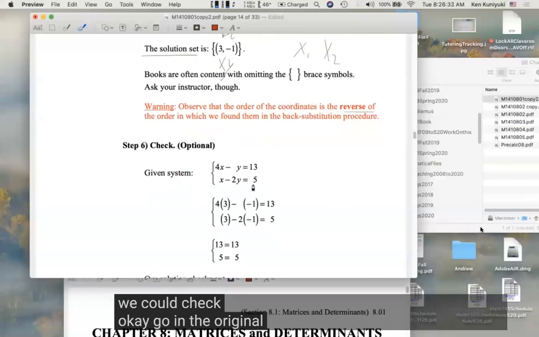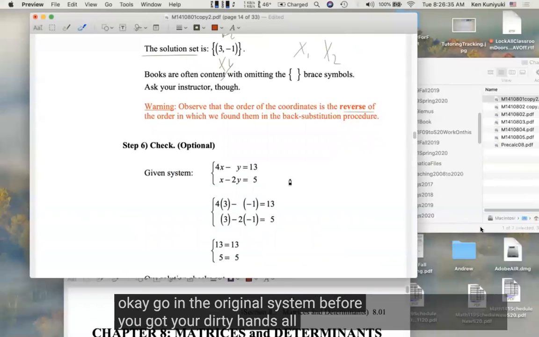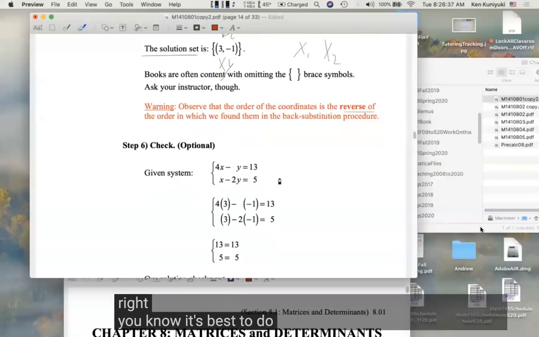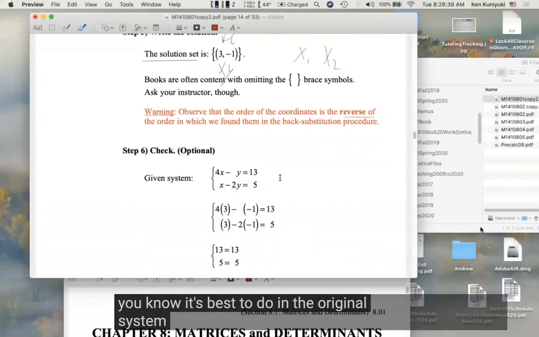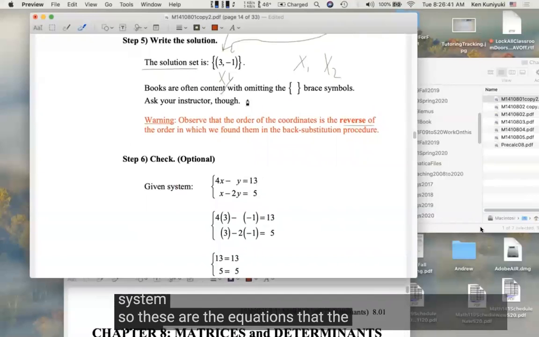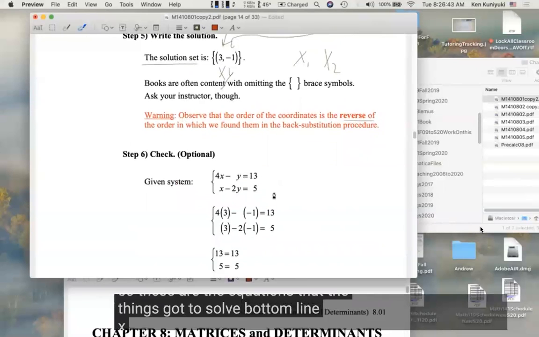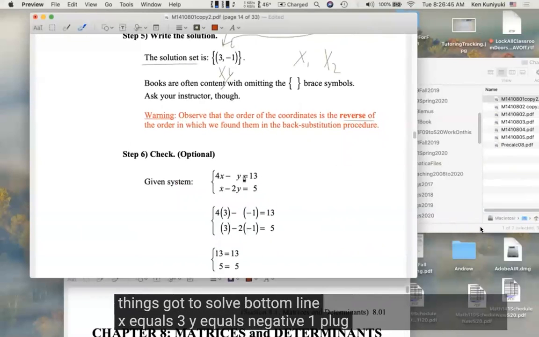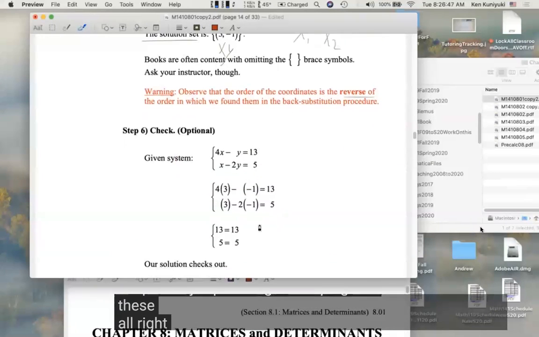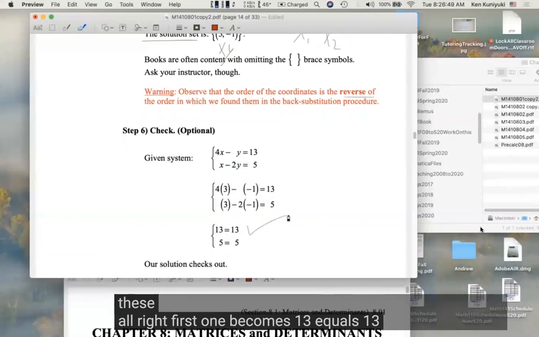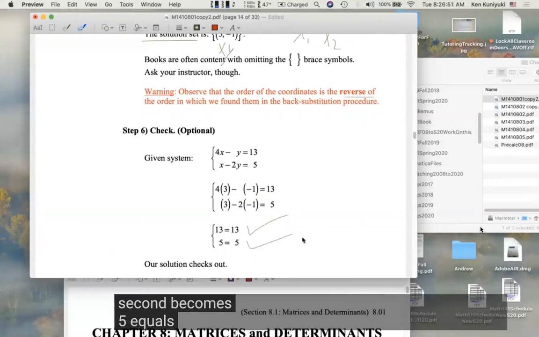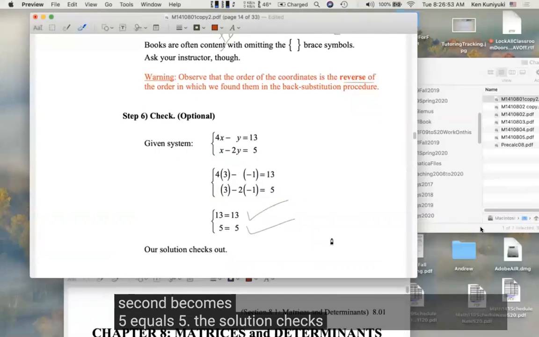Okay, go in the original system before you got your dirty hands all over it, right? It's best to do in the original system. So these are the equations that the thing's got to solve, bottom line. X equals 3, Y equals -1. Plug into these, right? First one becomes 13 equals 13. Second becomes 5 equals 5. The solution checks out.